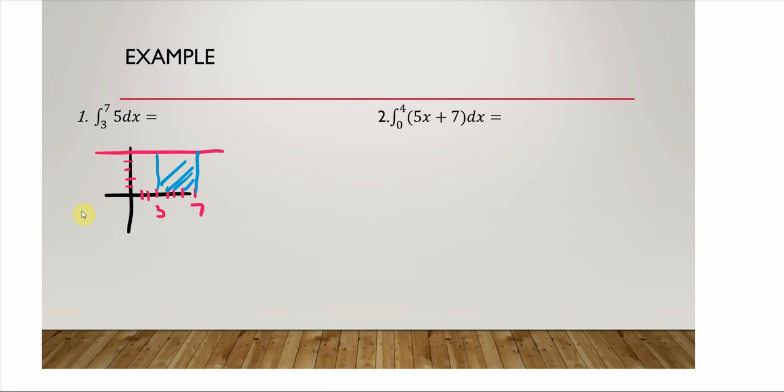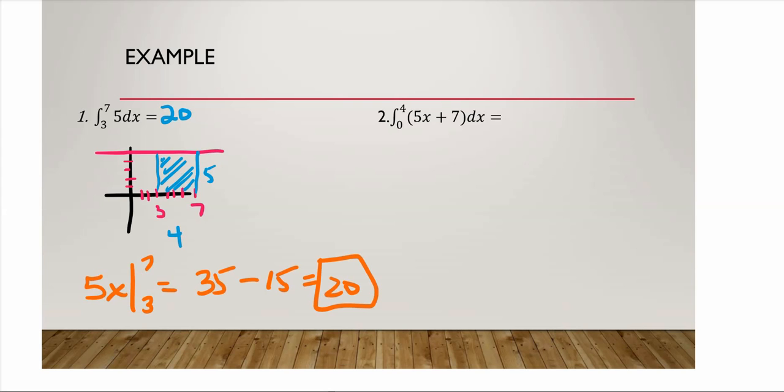So what is this integral going to be? Some of you can say, I'm going to use geometry. Well, how much is that? The base is going to be 4, and the height is 5. 4 times 5 is 20. But if not, you can apply the fundamental theorem of calculus. What's the antiderivative of 5? It's going to be 5x from 3 to 7. We substitute the 7. That's going to give me 35 minus 3 times 5, 15. 35 minus 15 is 20.